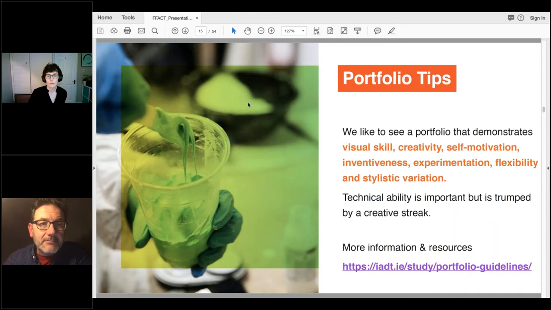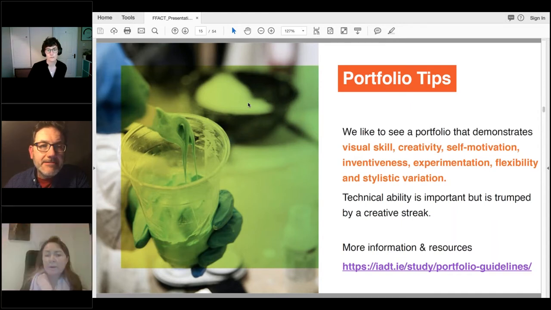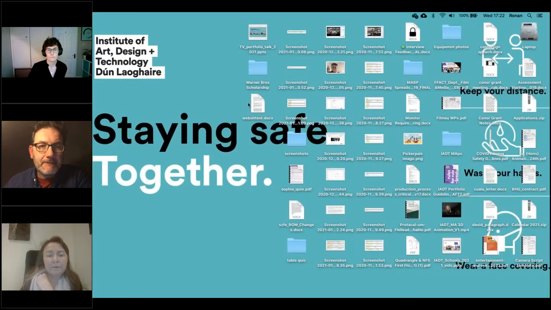Yeah, if that message came, sorry for interrupting you, if that came from the CAO, Emer, that means that you're registered. But just double check it, unless it came from admissions at IADT. Just double check that before the 1st of February.